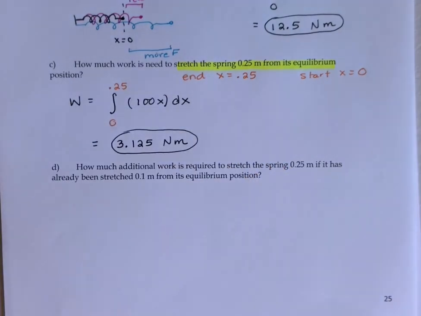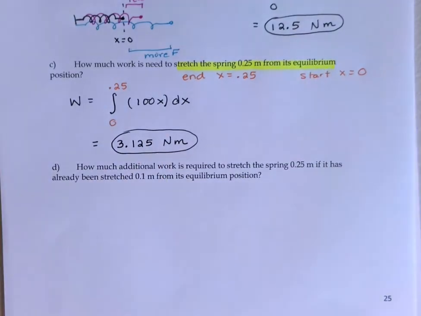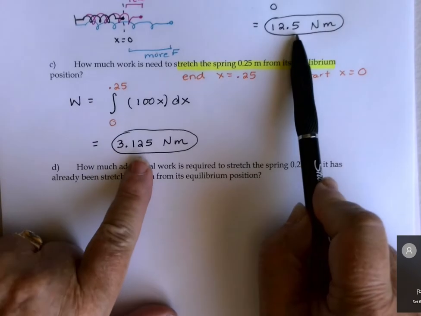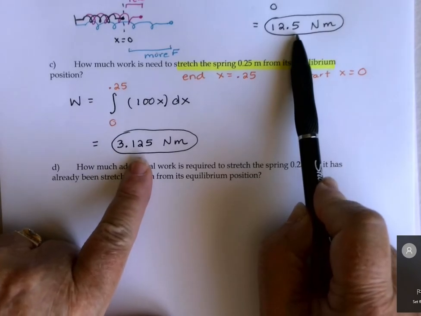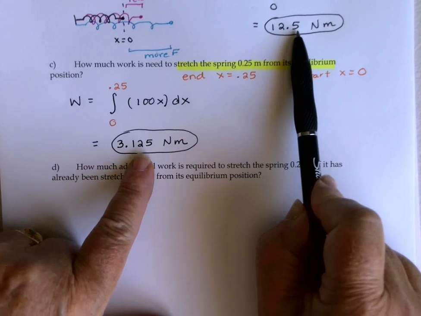Now notice that we stretched one, compressed the other, but we still get positive values of work in both cases. That seems normal. In both of these problems, we started from equilibrium, but we actually compressed more than we stretched. We compressed by 0.5 meter. We only stretched by 1/4 meter. So we had to do more work here than we did here.